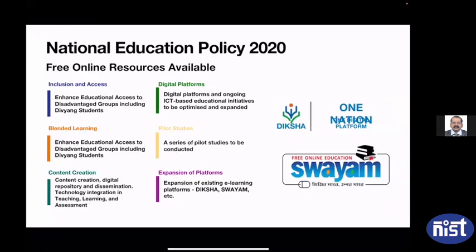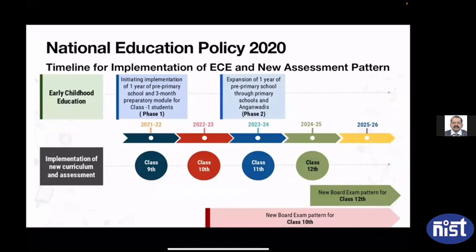A lot of free online resources are available through basically these platforms of the Government of India, Diksha, Swayam, and these platforms will be expanded. Blended learning will be encouraged. That means part of it can be online. Particularly, it will help the Divyang students if the blended learning modes come. And there's a timeline given for the implementation of the new program. And it is also said that it has to be ensured that everybody completes school up till at least class 8th and possibly class 12th. So this timeline has been given.